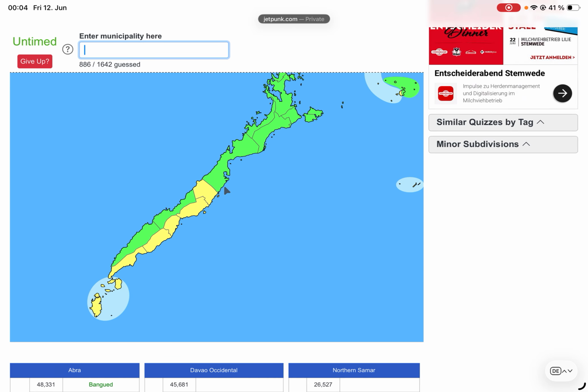And then on the mainland here we have Aborlan, Narra. This should be Sofronio Española. We have Brooke's Point, which is funny because it's a very English name. Brooke's Point. This should be Bataraza and Balabac. Or what is it? Balabac. Okay, never mind. It's just Balabac.